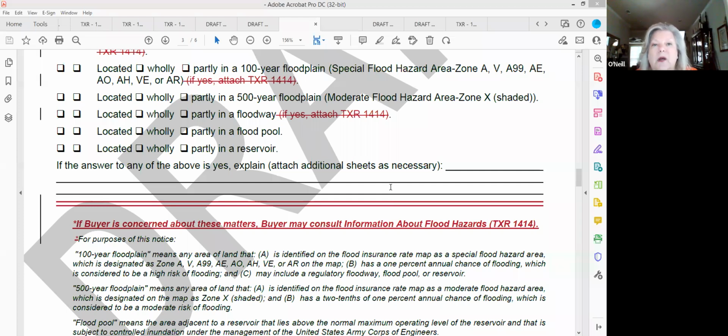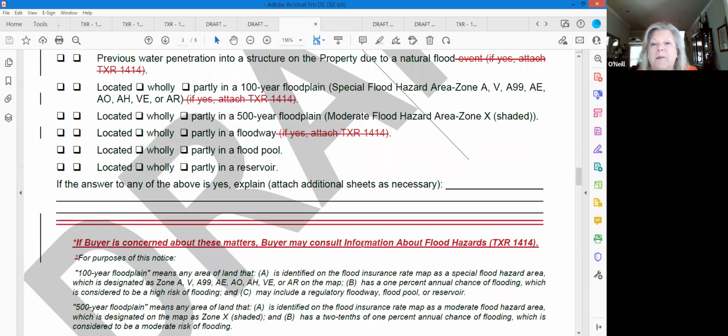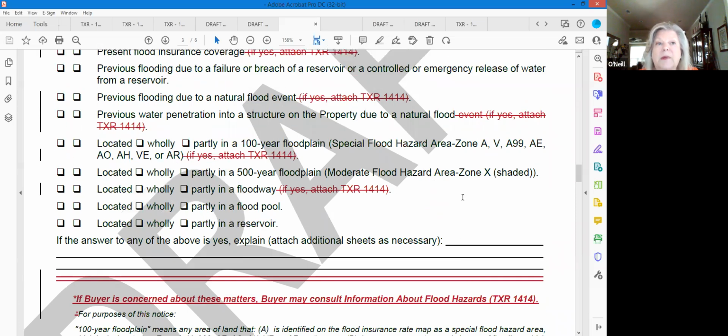Okay, so again, this is important. It says buyer may consult information. Who's going to give it to the buyer if they want that? Buyer agent. Okay, that's your duty. It's not the listing agent's duty. It's your duty. It was the listing agent's job to have this.